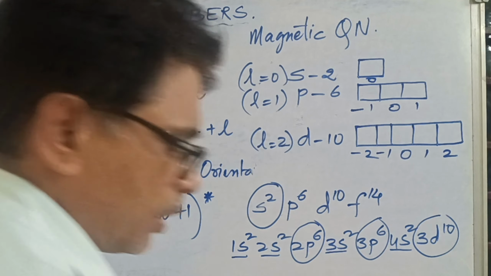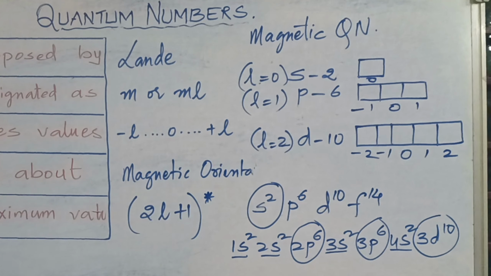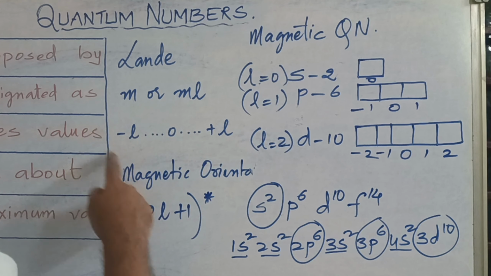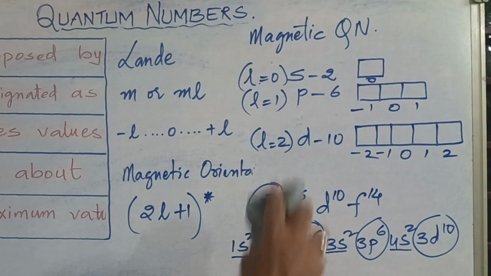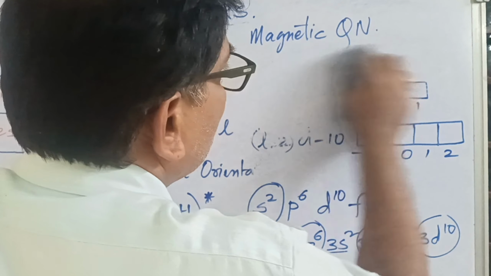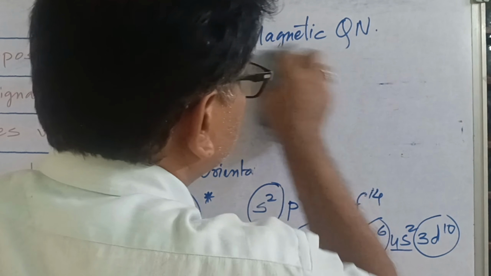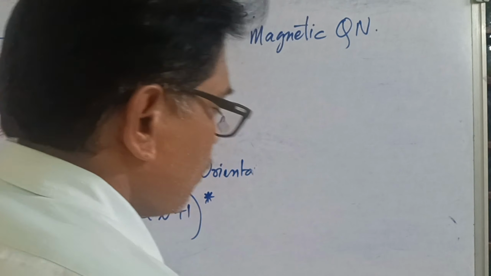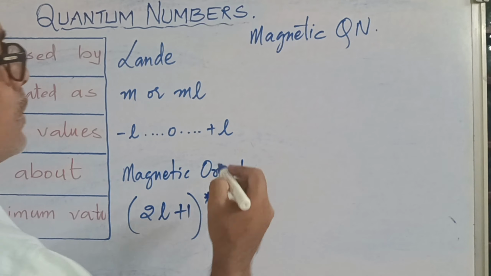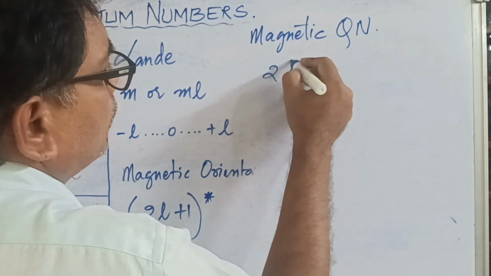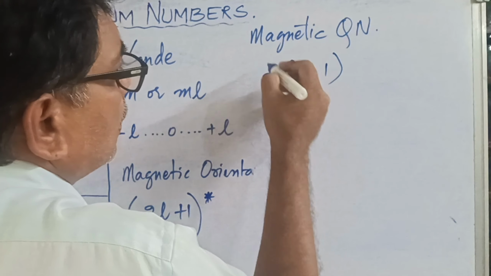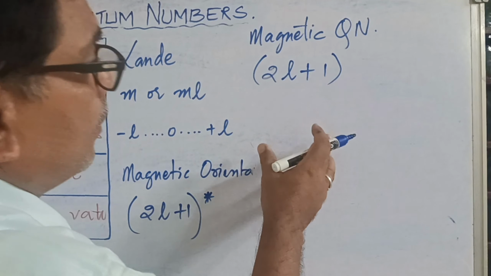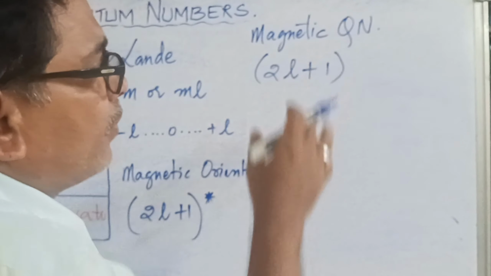Okay, now coming to the next one. This is understood very clearly. We are again speaking about the same thing in a different way. Now we'll come to the formula. The formula is what now? 2L plus 1. So the formula is 2L plus 1. This is the formula to calculate the maximum magnetic quantum number value.